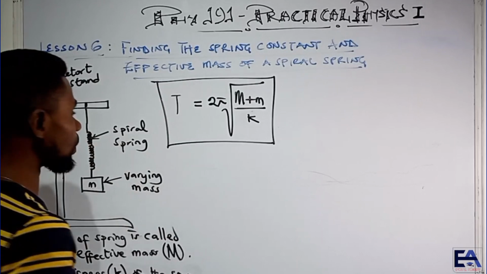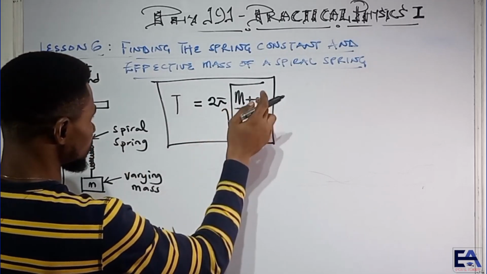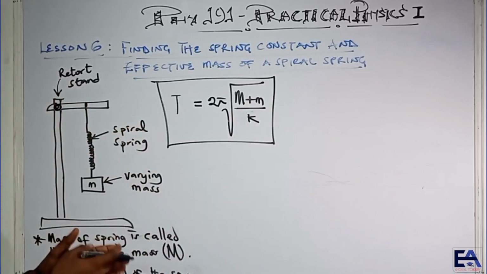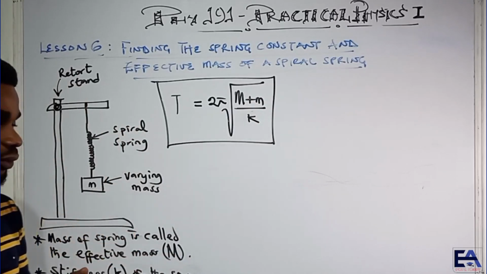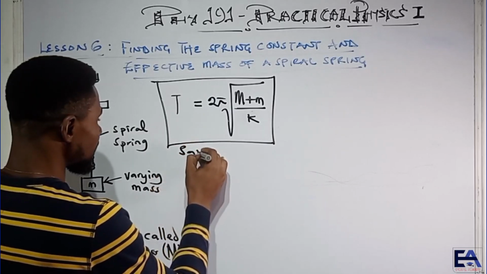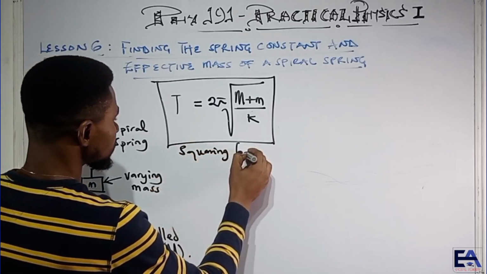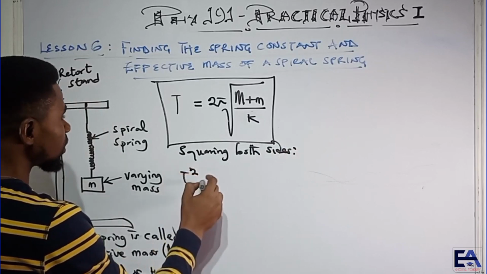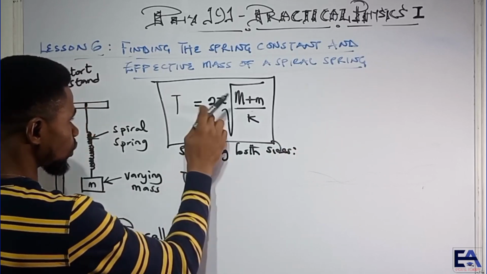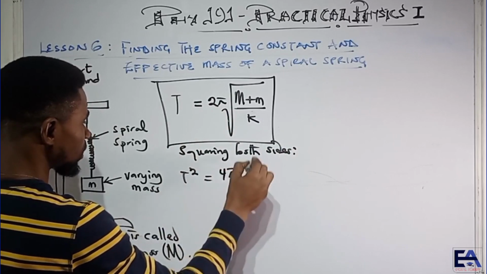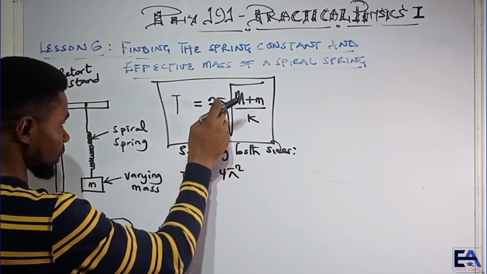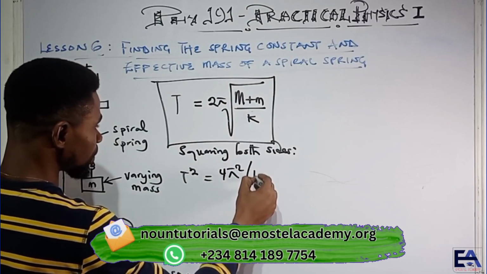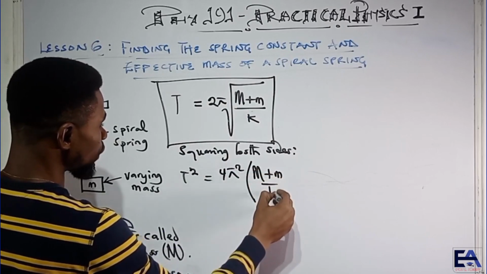Now let's do the normal thing we do. We want to remove these roots so that we can convert the non-linear graph into a linear graph and then make some important deductions. So let's go. Squaring both sides, you have t squared is equal to, you square this and you square this, that's 4 pi squared, because 2 squared is 4, then pi squared, and the square will also remove the roots, and it will remain M plus m over k.